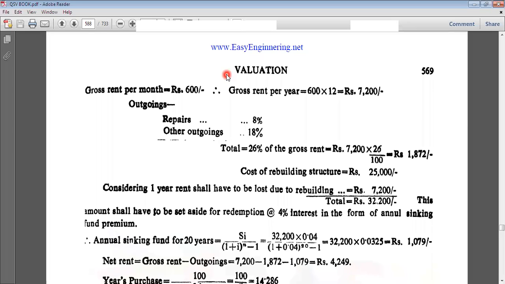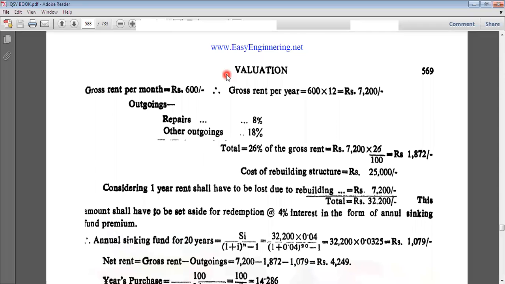Then outgoings they have mentioned. So for outgoings, 8% annual cost is required for the repair work, and other outgoings are 18%. So total outgoing is 8% required for the repair work and 18% for other work, of the gross rent. So their total outgoings are 26%.